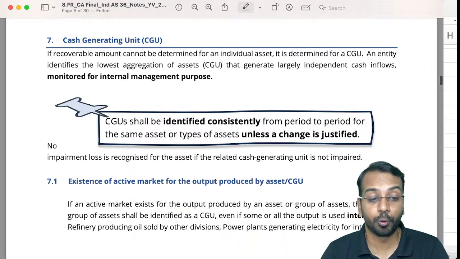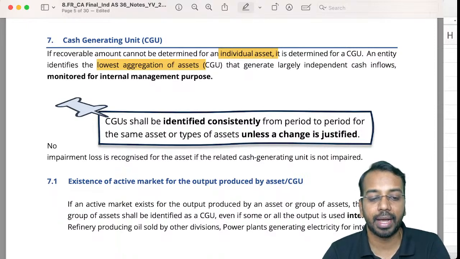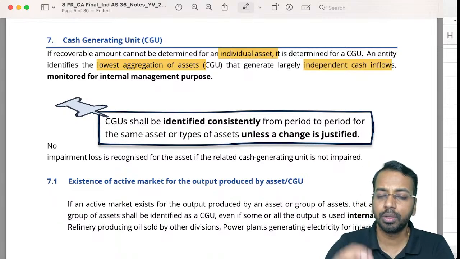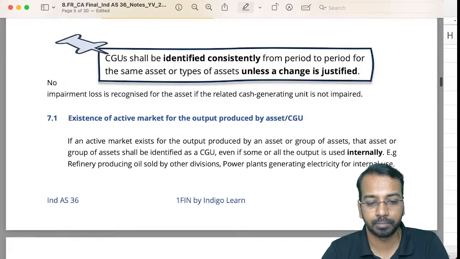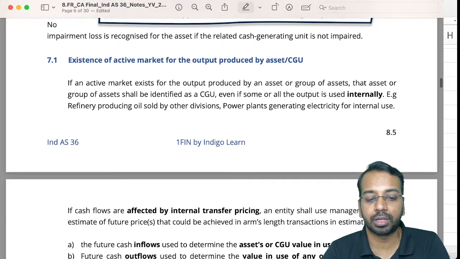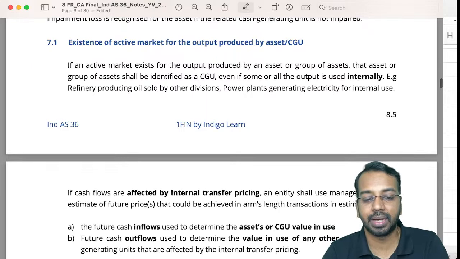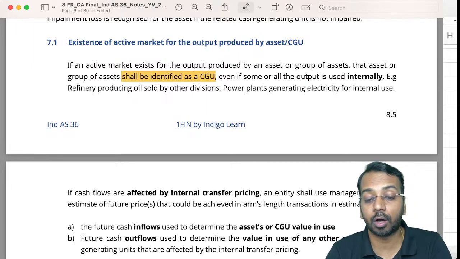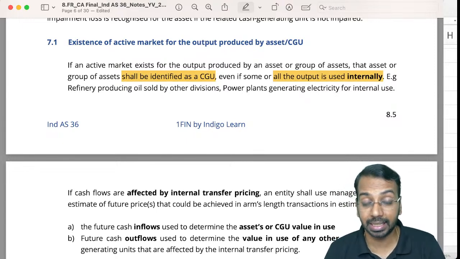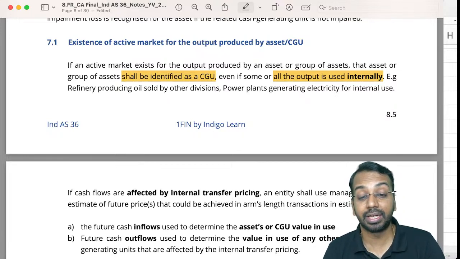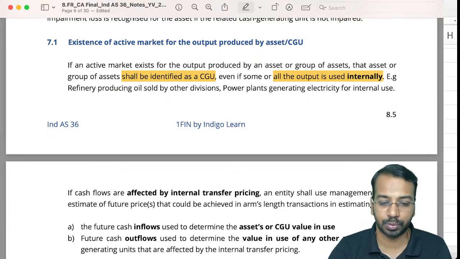Now, what is the CGU? If recoverable amount cannot be determined for an individual asset, you determine it for a CGU. CGU is the lowest aggregation of assets that generate largely independent cash inflows and is also monitored for internal management purposes. If an active market exists for the output produced by the asset, that asset or group of assets shall be identified as a CGU even if some or all of the output is used internally. So that's the example that I gave you. If power plants are generating electricity for internal use, we can't say that there is no cash flow, because there is an active market possible.